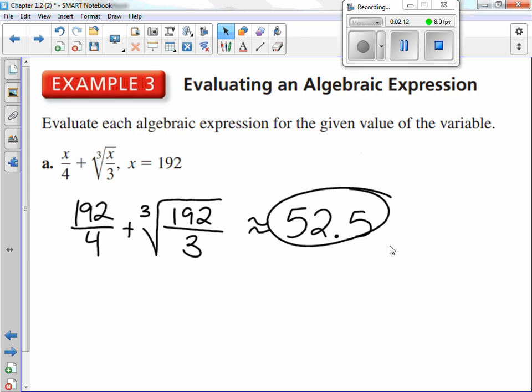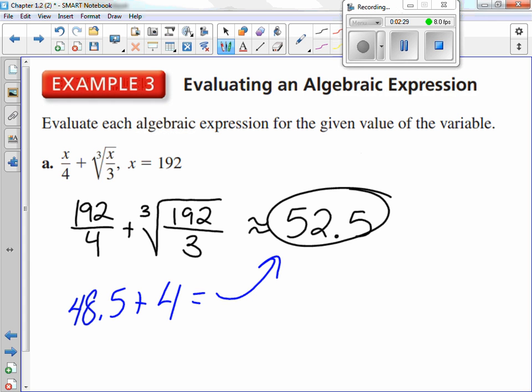Because if we take 194 and divide it by 4, if we did this out by hand, we would get 48.5. Now, if we do the cubed root of 192 divided by 3, we get 4. So when we add those two together, we get 52.5. And that's all we have to do for this here. We're just plugging that number in.